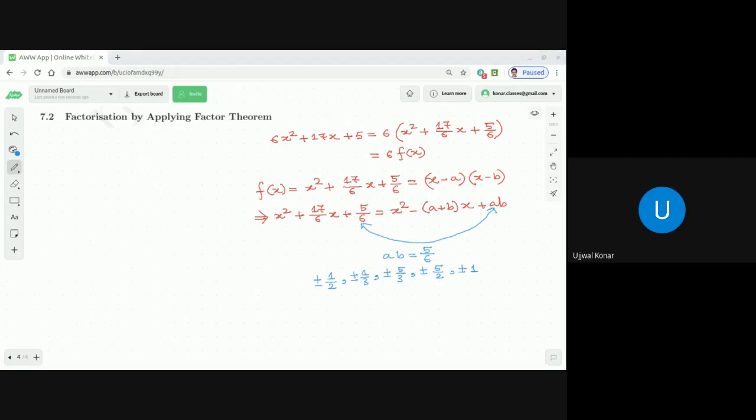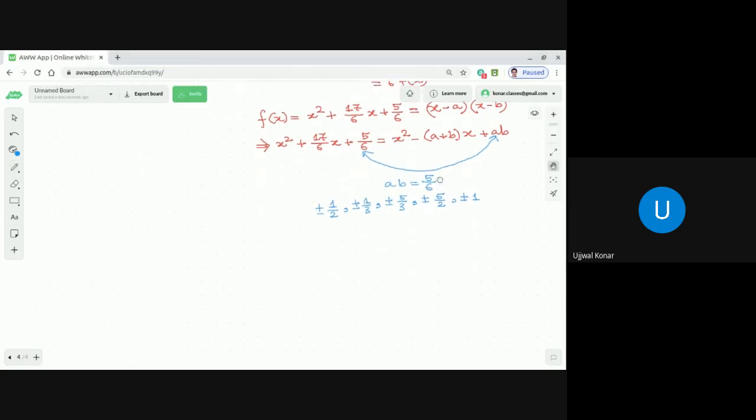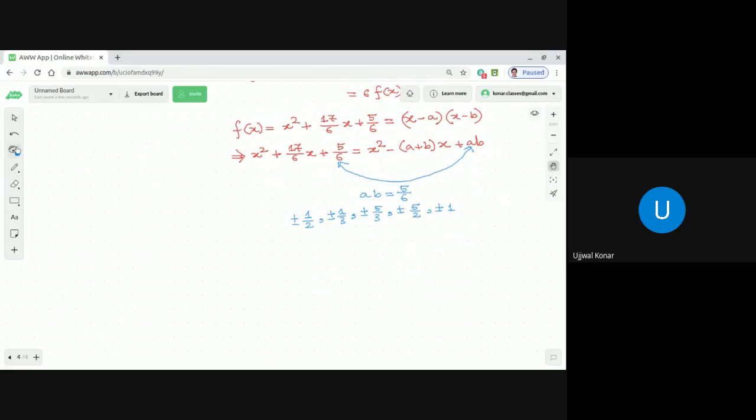Now let's see how we can achieve this. Let us find, just as a trial method, the value of f(1/2). What is f(x)? Let me go back to this one. The value of f(x) is x² + (17/6)x + 5/6. So this implies, let's find the value of f(1/2).